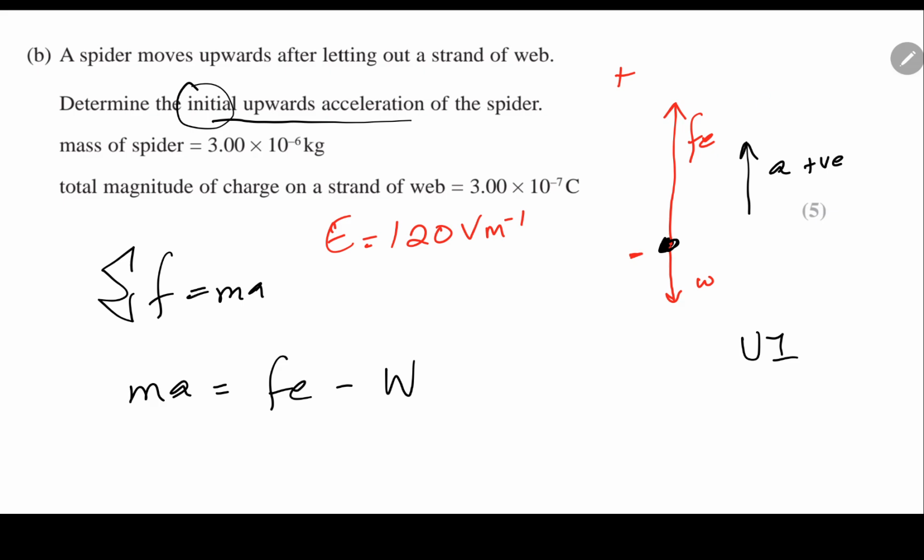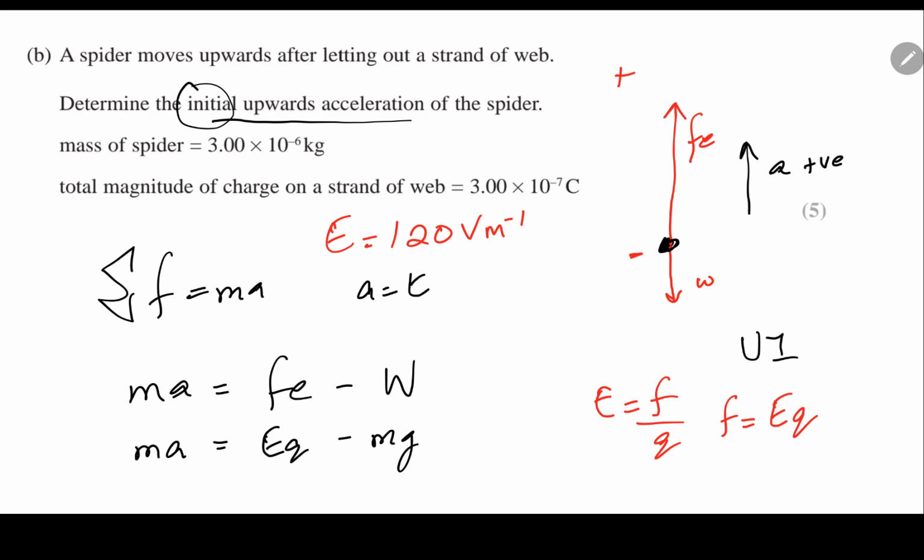Now what's going to happen is you know that E equals F over q, where q is the charge on whom the force is acting upon in the electric field. And we know F equals Eq. So instead of writing Fe, I can substitute it with Eq minus mg equals ma. Then at last I can say a equals (Eq minus mg) divided by m. And this is my final formula that I get. Now you can just easily input all the values and find the answer.